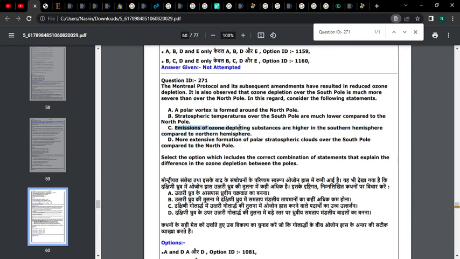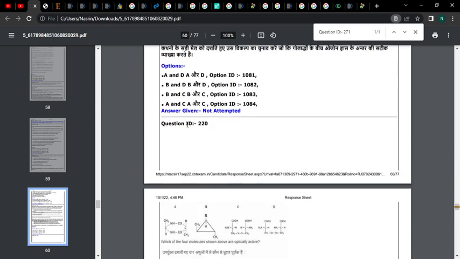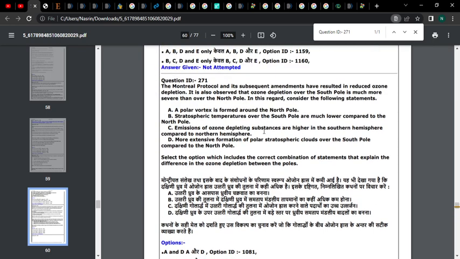Emissions of ozone depleting substances are higher in the southern hemisphere compared to the northern hemisphere, like that they are mentioning. So this is a wrong option. That's why they didn't mention it, because with regard to emissions of ozone depleting substances, they are higher in the northern hemisphere when you compare with the southern hemisphere.